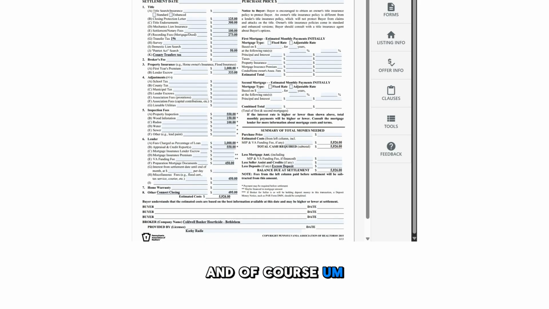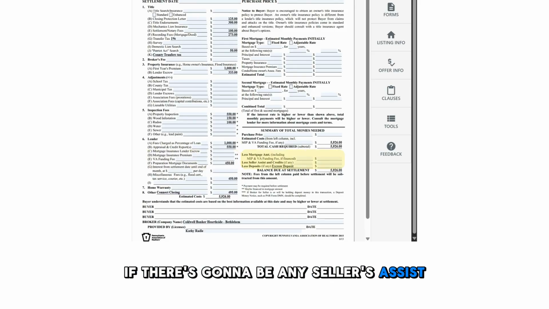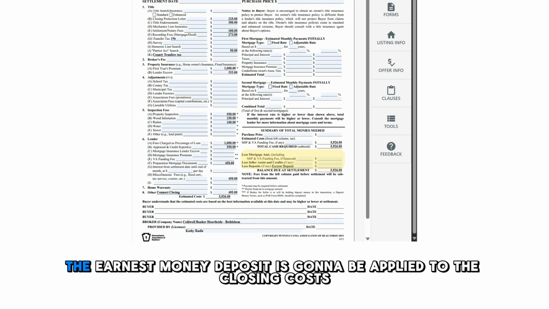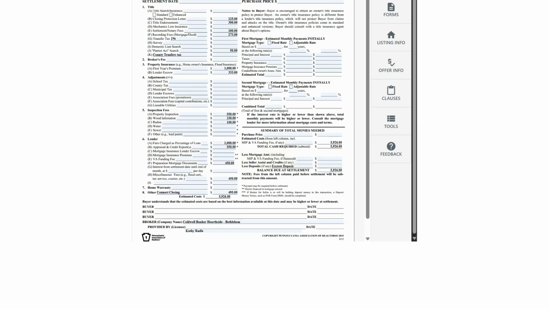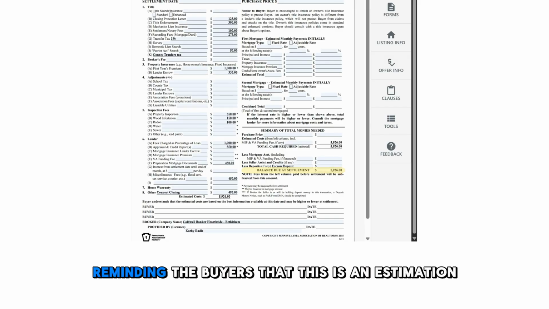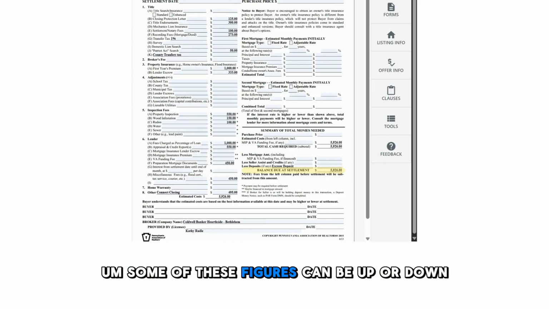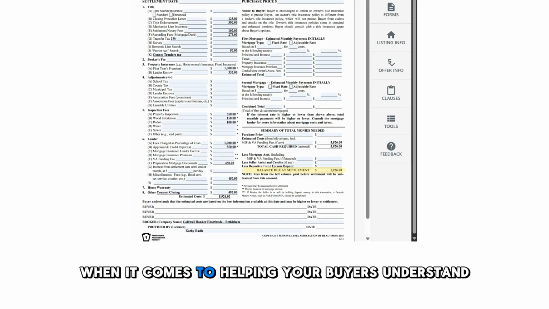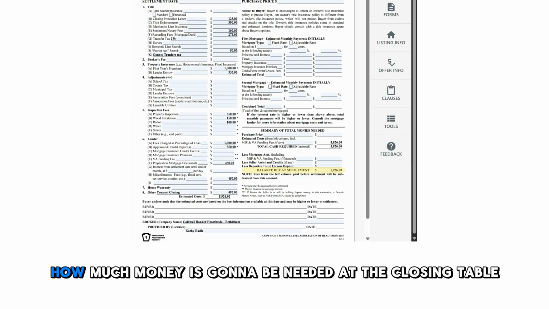And of course, if there's going to be any seller's assist, and if there is an escrow deposit, make sure that you subtract that out of the cash in hand needed, because again, the earnest money deposit is going to be applied to the closing costs at the closing table. And then you should have the balance that is due at settlement, reminding the buyers that this is an estimation. Some of these figures can be up or down, but be as accurate as possible when it comes to helping your buyers understand how much money is going to be needed at the closing table.